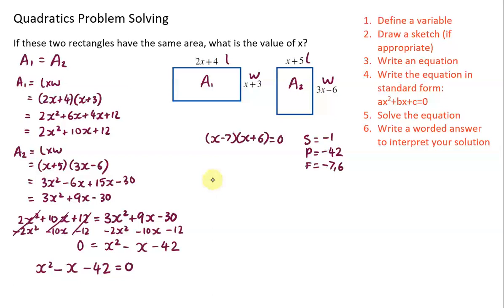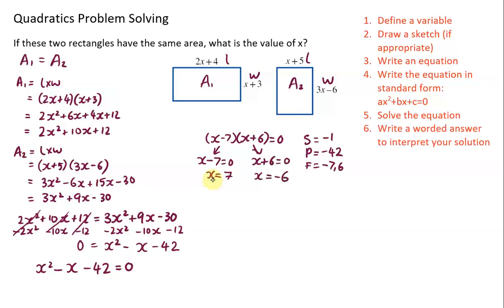The null factor law says if the product of two terms equals 0, one of the two terms must be 0. And so either our x minus 7 equals 0 or our x plus 6 equals 0. If it's x minus 7 that equals 0, x is 7. And if it's x plus 6 that equals 0, x equals negative 6.